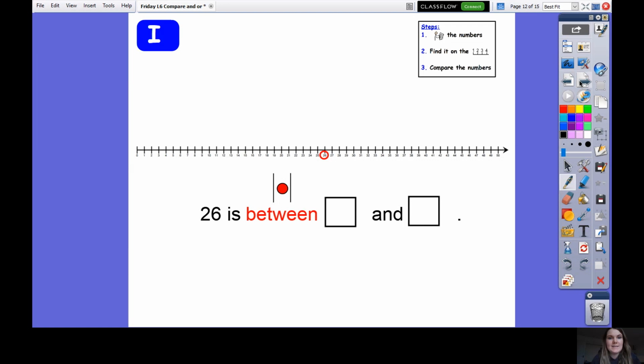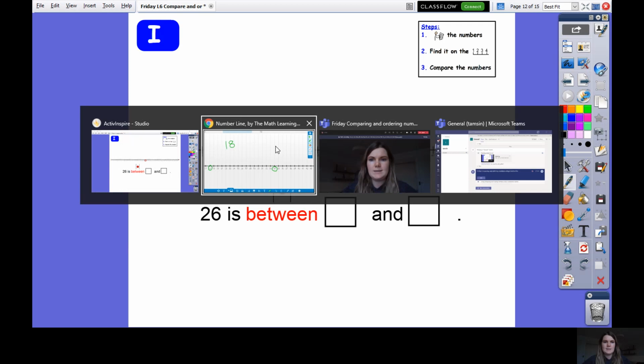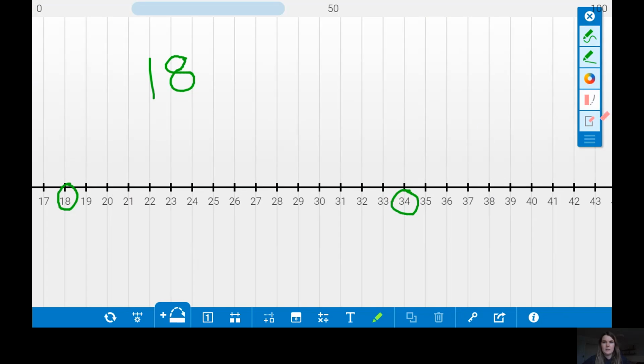So let's see if we can do something a bit different. I want to know what 26 is between. When we're between two objects, my pencil is between my two hands. So we want to look for the number on either side of this number. When we're looking for between, we want to know what numbers are on either side. So we're looking for 26. Let's find 26 on our number line.